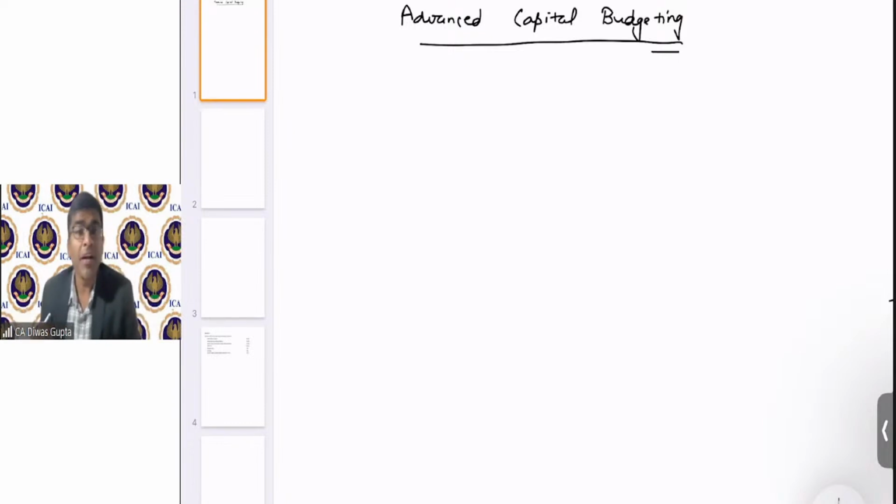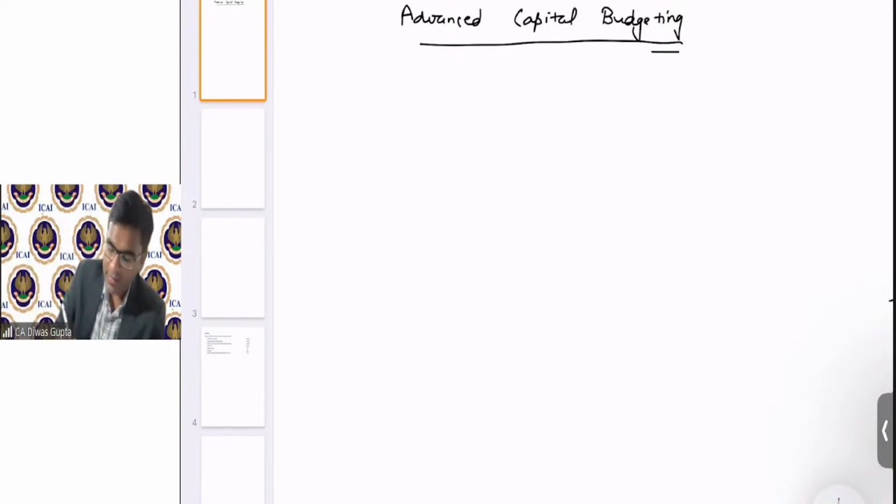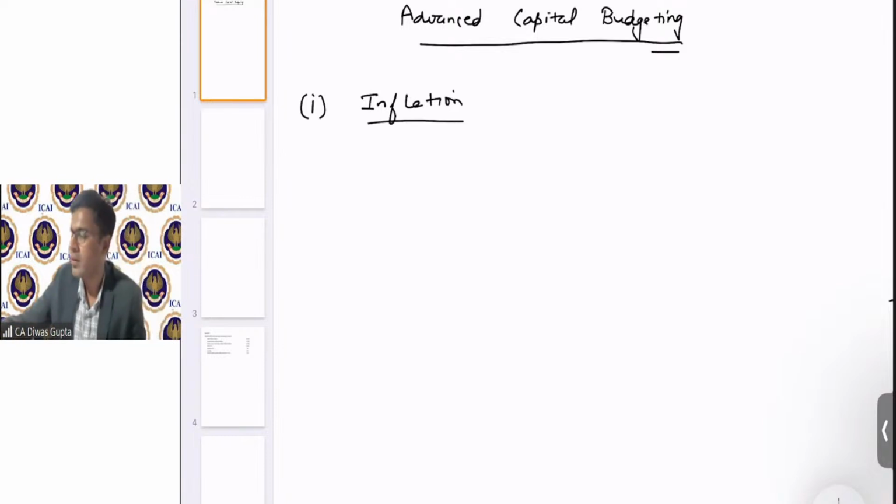So, students, let's start our discussion. The first trend in our capital budgeting is inflation. What is exactly meant by inflation? We have to understand that as a concept, and we have to understand how it impacts capital budgeting decisions.